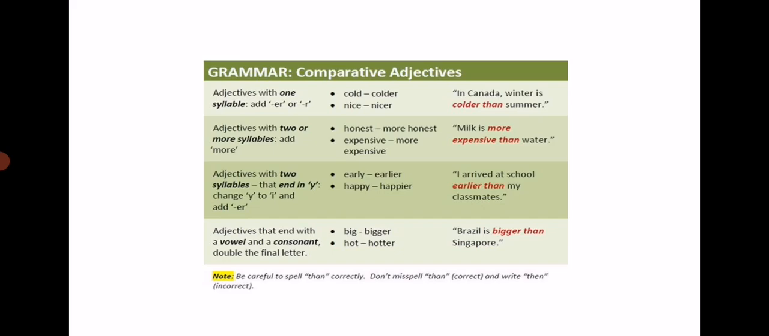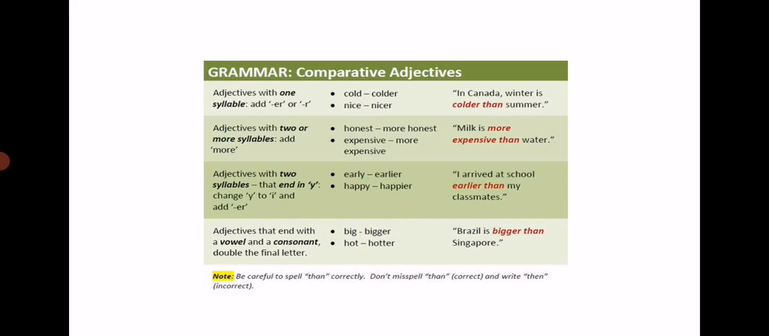Adjectives with two syllables that end in y. In that case, we are going to change y to i and add er. For example, we have the word early. Early is a word that ends in y. In that case, we need to add ier. The same happened with the word happy. Happy is a word that ends in y. In that case, we are going to drop the y and add ier. I arrive at school earlier than my classmates.